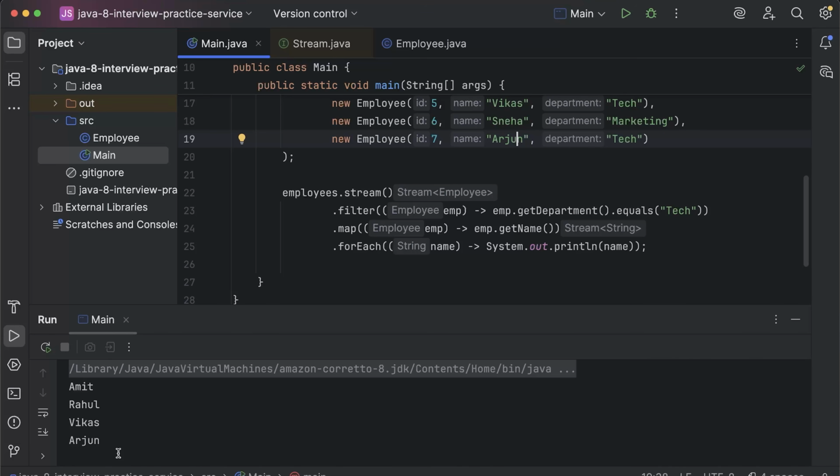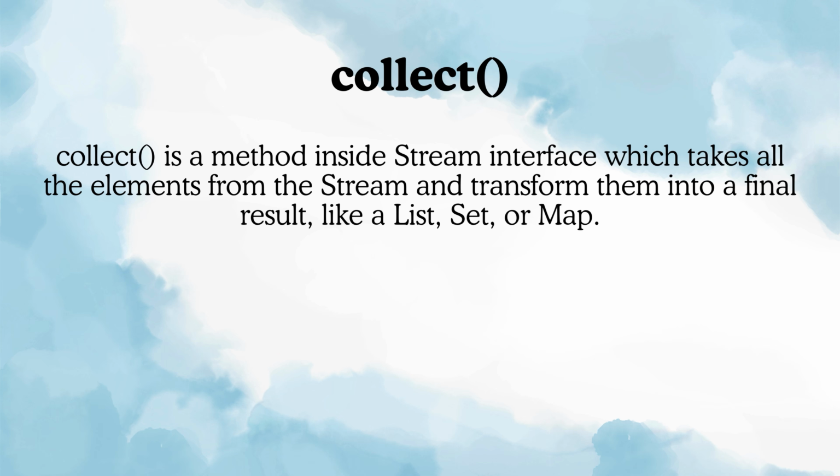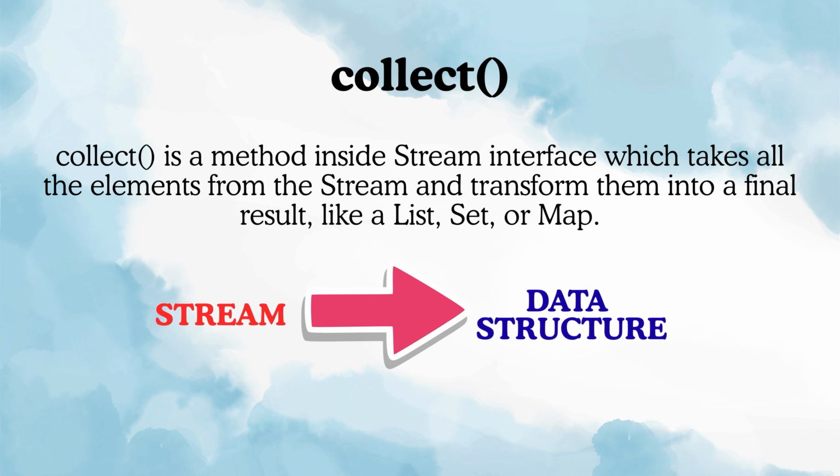Okay, cool. Now let's look at another important method, collect. Collect is a method inside the Stream interface which takes all the elements from the stream and transforms them into some final result, like a list, set, or a map. So if you want to convert your stream back into a data structure, you can use collect. Let's see how.